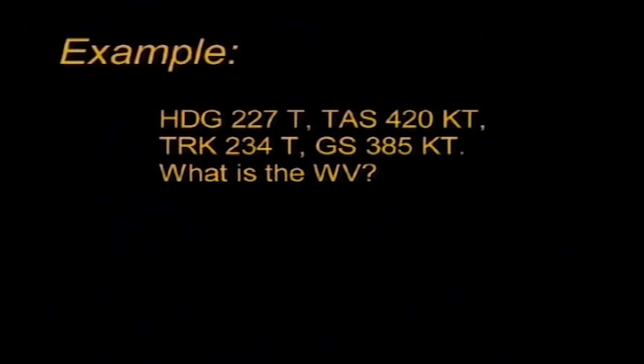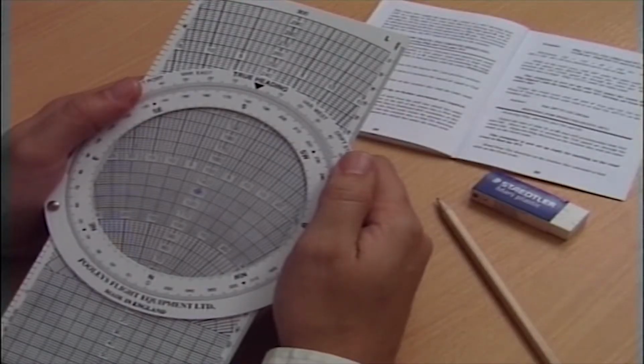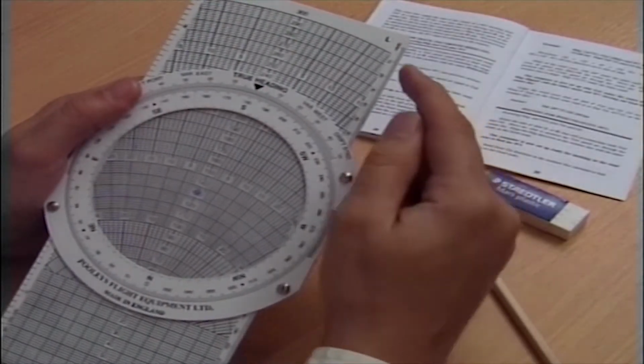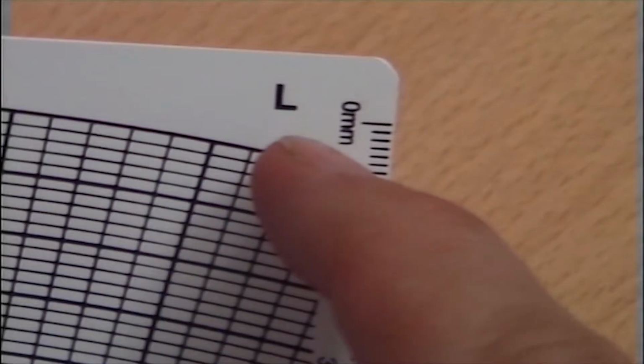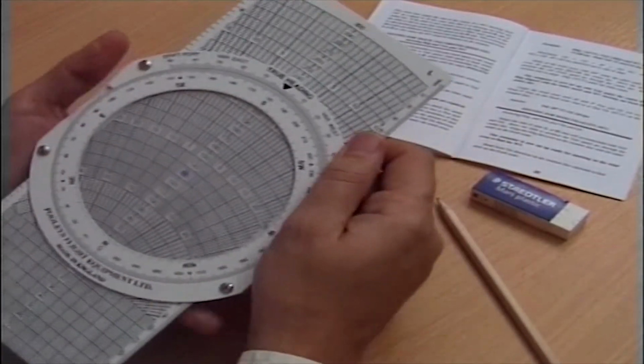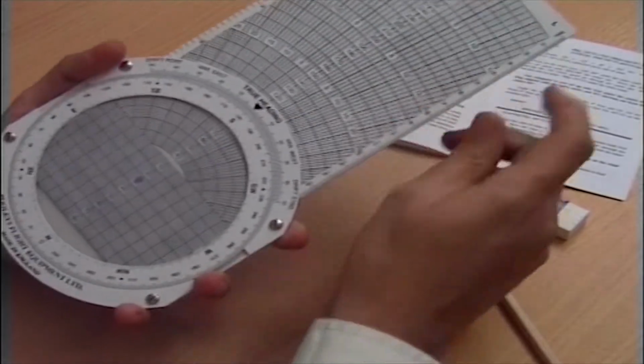Let's try another example. Heading is 227 degrees true, TAS 420 knots, track 234 degrees true. Ground speed is 385 knots. What is the wind velocity? First of all, decide which wind side to use. Since TAS is 420 knots, use the high speed wind side.